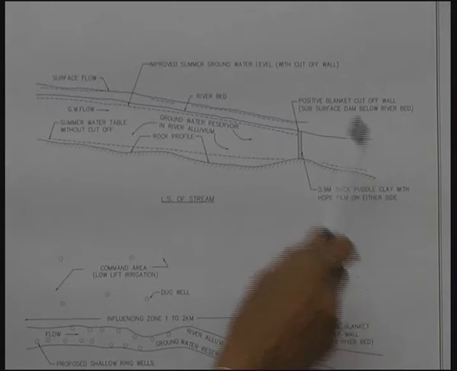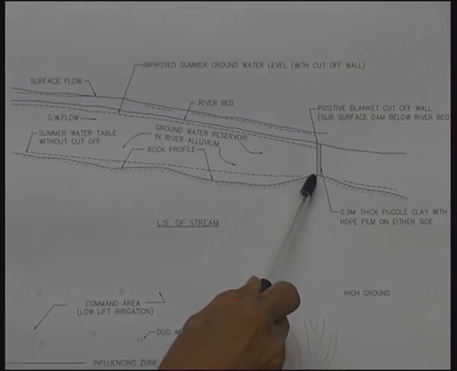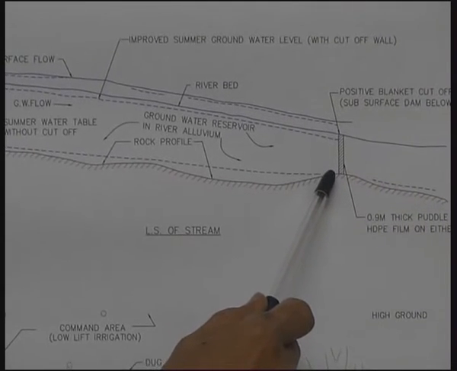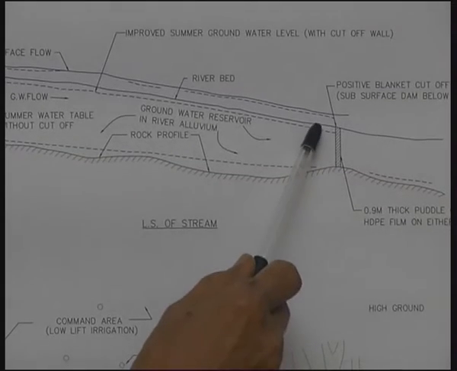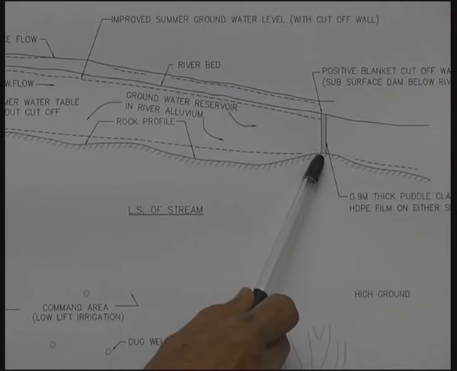That is the profile. Now this is the membrane or the positive blanket cutoff wall, or in other words subsurface dam, which is built from the bed of the stream right up to the bedrock level.